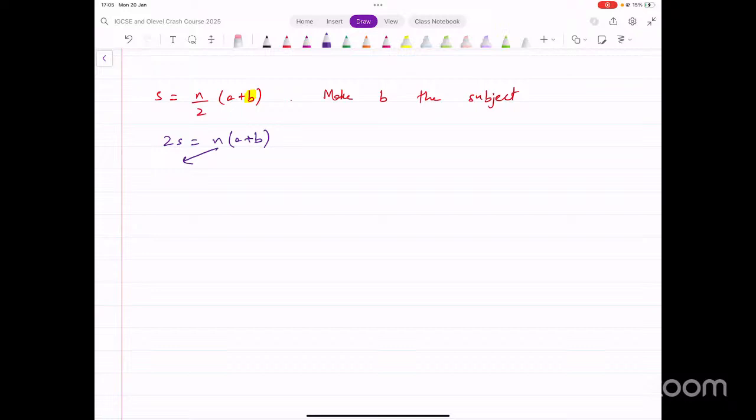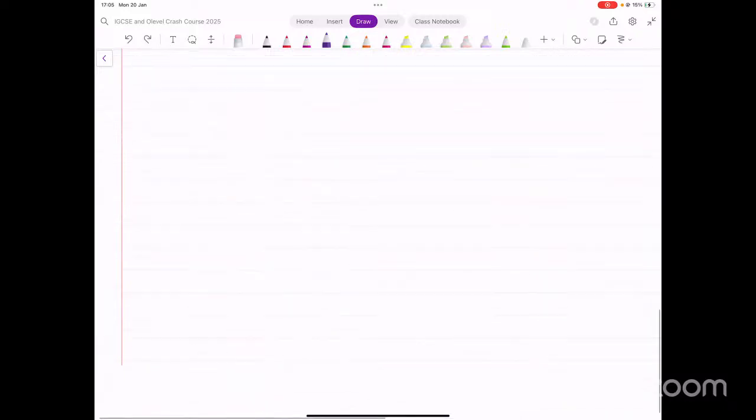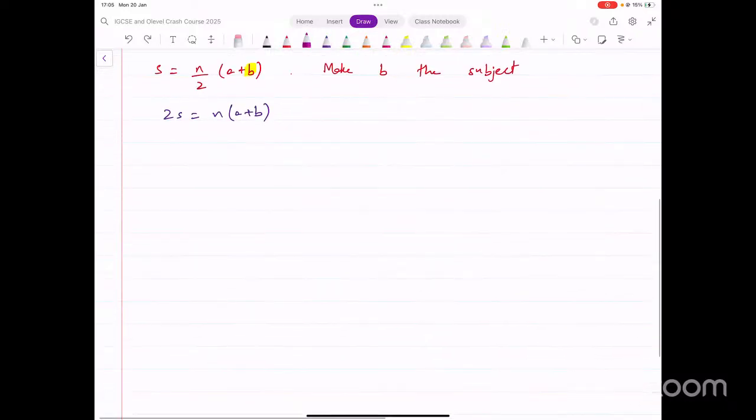Just divide n on the other side. Don't multiply on the right side because it'll make things longer. You can just divide n on the other side. So it becomes 2s over n equals a plus b. Okay, one last step now.